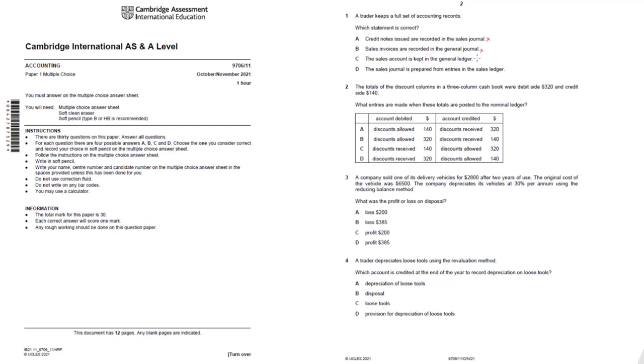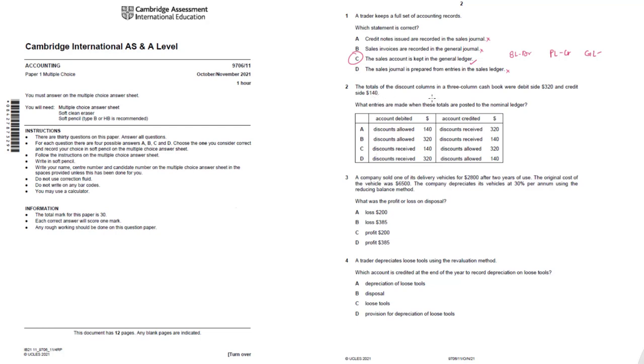Sales account is kept in the general ledger. This statement is correct because the sales ledger will have all your debtor accounts, purchase ledger will have all your creditor accounts, and the general ledger will have all other accounts. So the sales account will come in the general ledger. The statement is correct. Sales journal is prepared from the entries in the sales ledger. Not correct. In fact, the sales ledger is prepared after the sales journal is prepared. So option C.